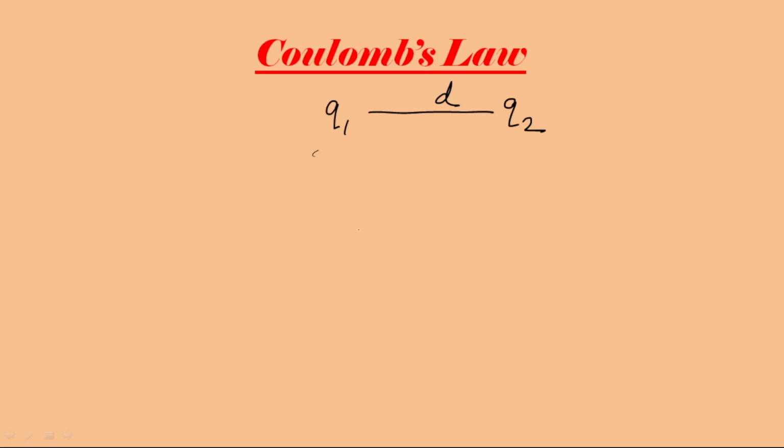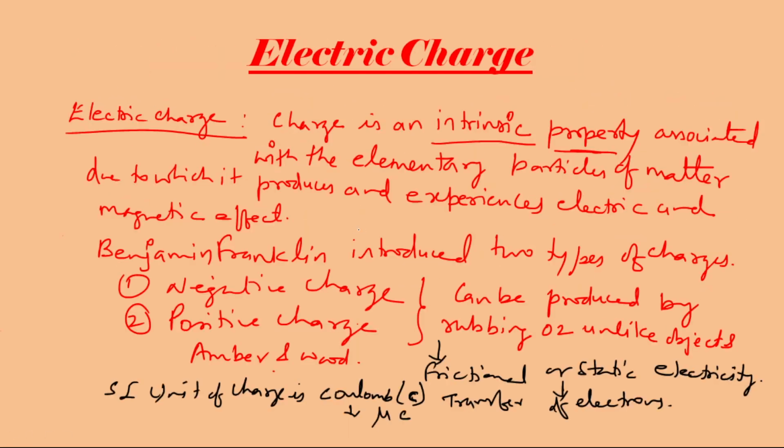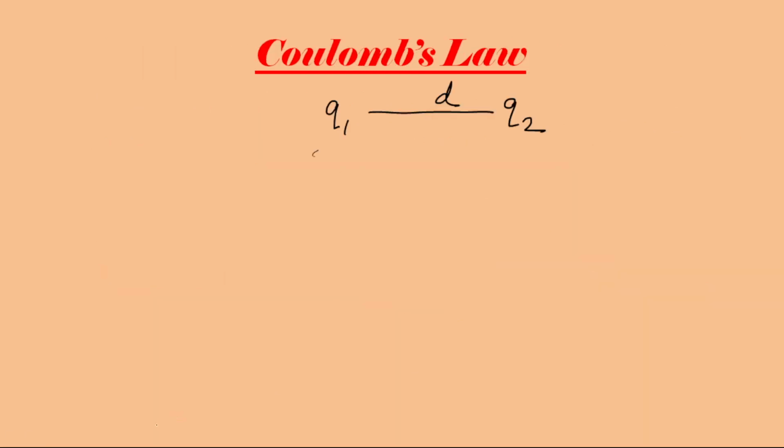When we were discussing the basic properties of electric charge, we did not tell you that like charges repel each other and unlike charges attract each other. Means positive and negative will attract, while negative and negative will repel, and positive and positive will repel. So this also we need to remember.